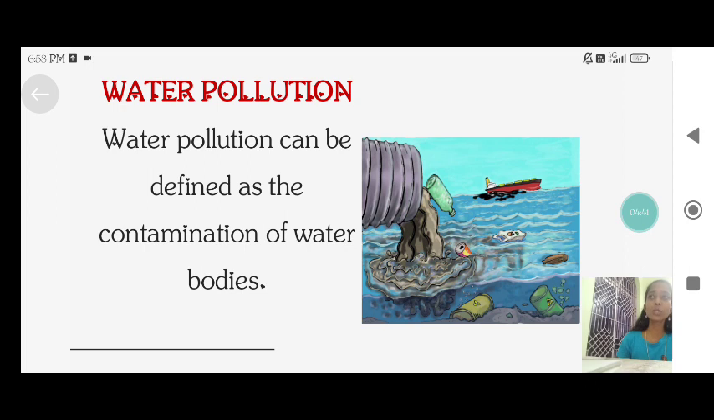So due to that we are getting the diseases. Due to this water pollution, it is affecting both human life as well as aquatic life. So this is the main reason for water pollution.